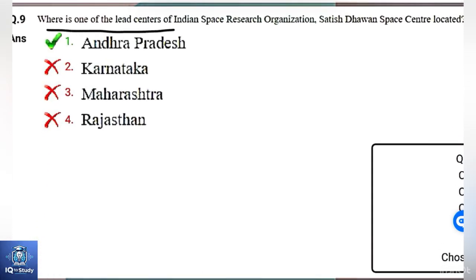Where is one of the lead centers of the Indian Space Research Organisation, the Satish Dhawan Space Centre, located? In Andhra Pradesh.